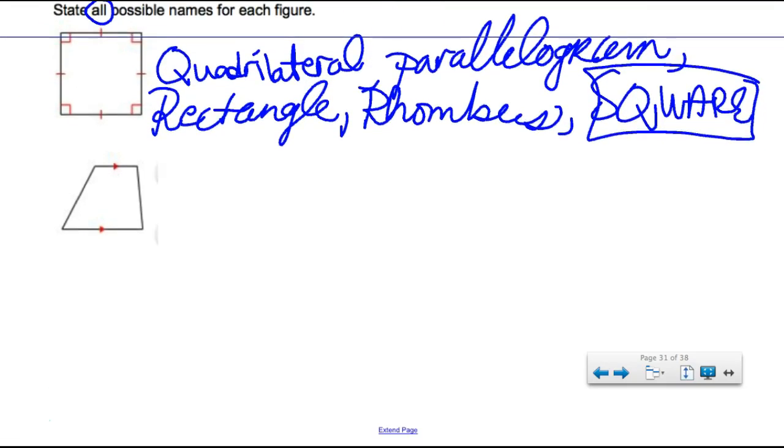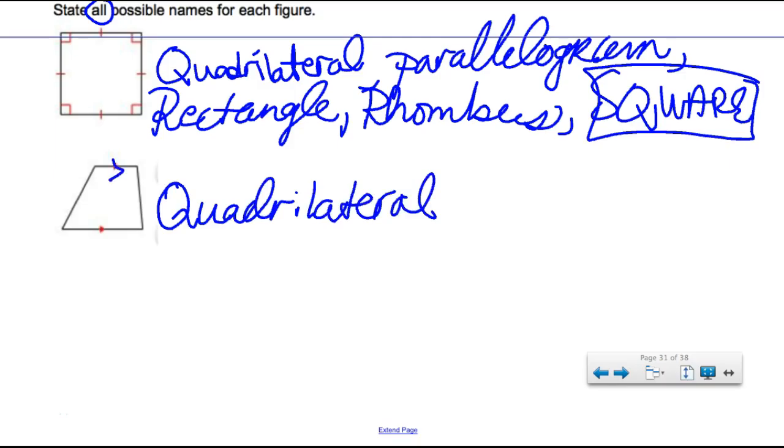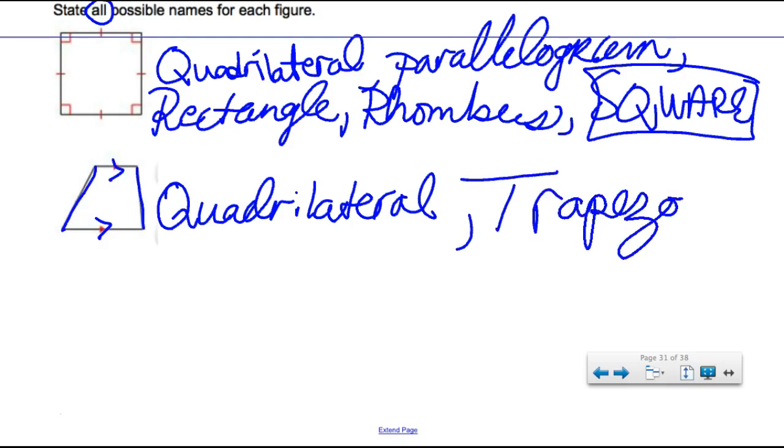So this next one is a quadrilateral, but it's not a parallelogram because it only has one pair of parallel sides. And these legs aren't the same. So the best thing I can call this is a trapezoid. And again, you can use those charts to help you out with these.